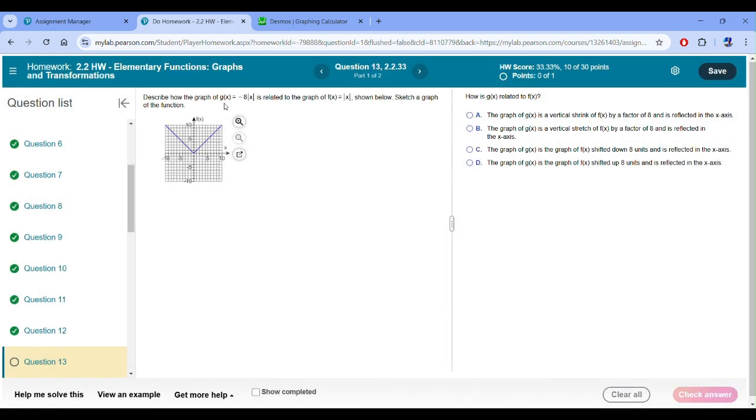Describe this graph. So what happened here, this one got stretched. So if you took this graph and stretched it there, like the entire thing got pulled in the positive f of x direction, except here it's getting stretched in the negative 8. So it's a vertical stretch of a factor of 8, and it's reflected in the x-axis.